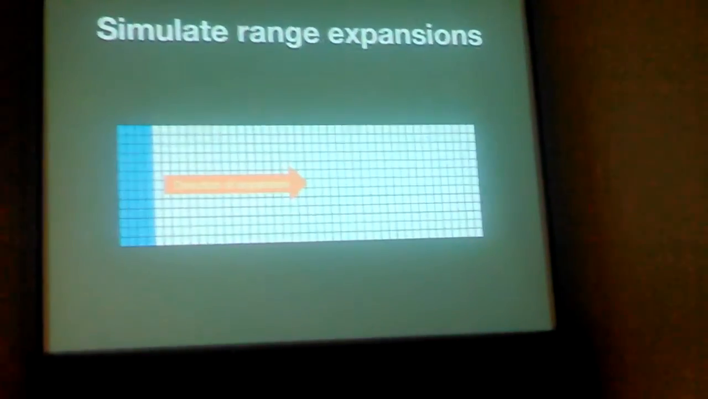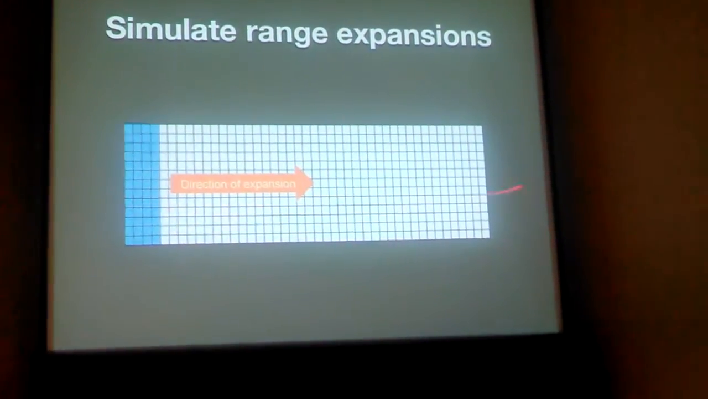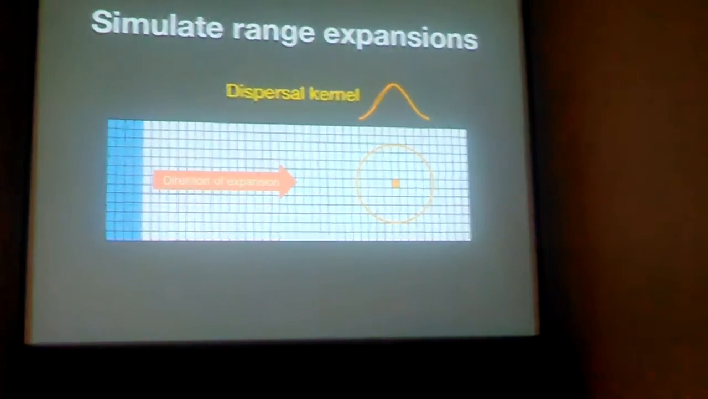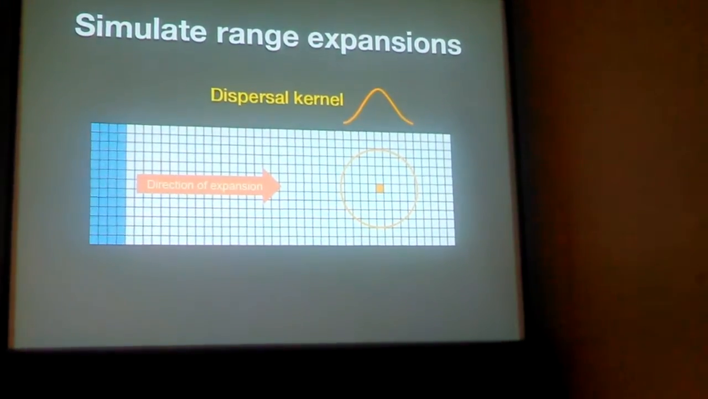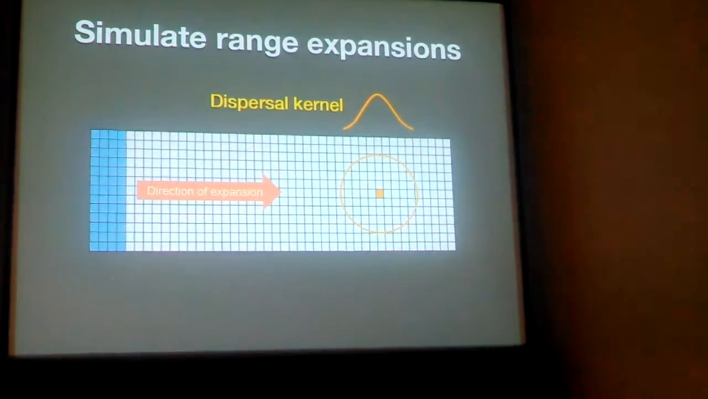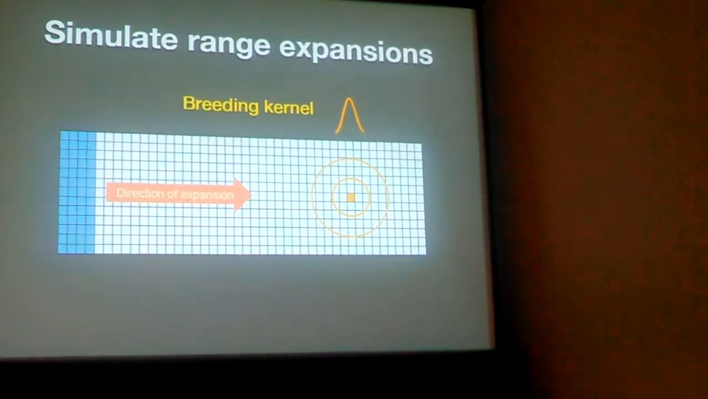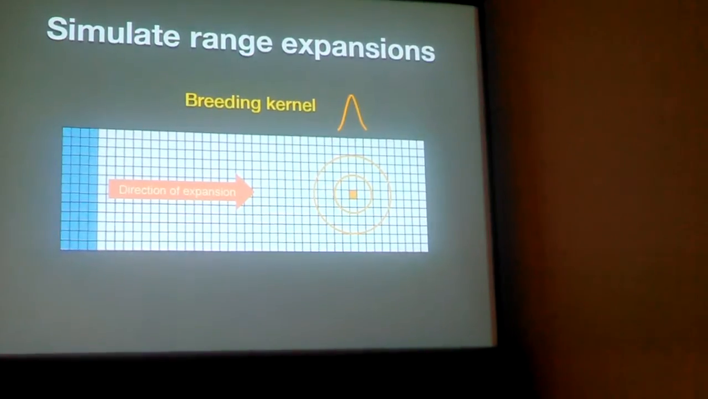Okay, so what this looks like when we actually put the simulations in action, we have this large-scale landscape. Individuals start at the left, and then they just expand over empty space. Any given spot on the landscape has a defined dispersal kernel that says the probability of you dispersing a certain distance. And then there's a smaller breeding kernel that defines your probability of mating with nearby individuals.